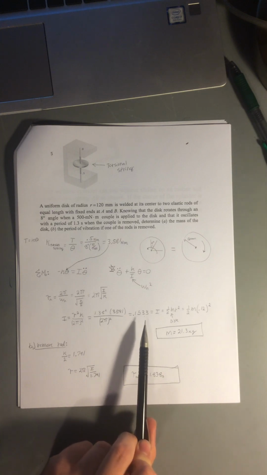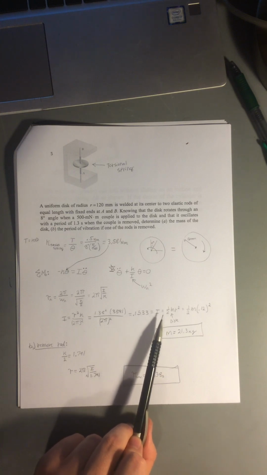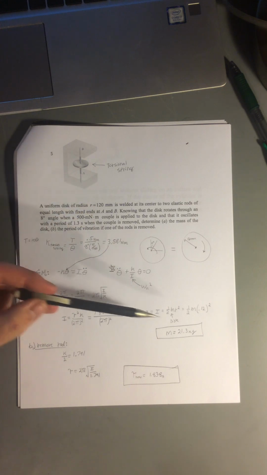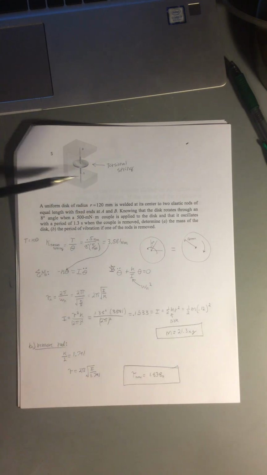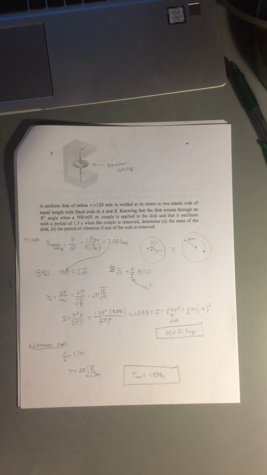0.1533, and then we can set that equal to the I value that we know for a disk, which is 1/2 mr squared, and we were given the radius, and so we have everything in this equation except for the mass. We can solve for the mass of this uniform disk, and it comes to 21.3 kilograms. And so that's the answer for part A.